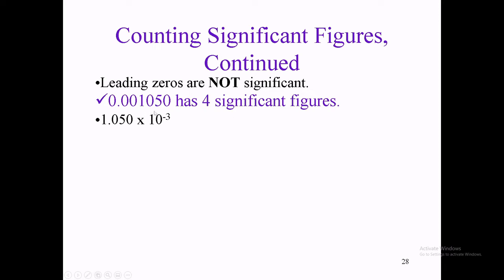Okay, so therefore, if these don't count, this has 4 significant figures: a 1, a 0, a 5, and a 0. Now, when I write this using scientific notation, I will only be writing the significant digits in the decimal place here. Okay, and that will always be true. These decimal values here are only the significant digits that you're going to write when you write these things in scientific notation.